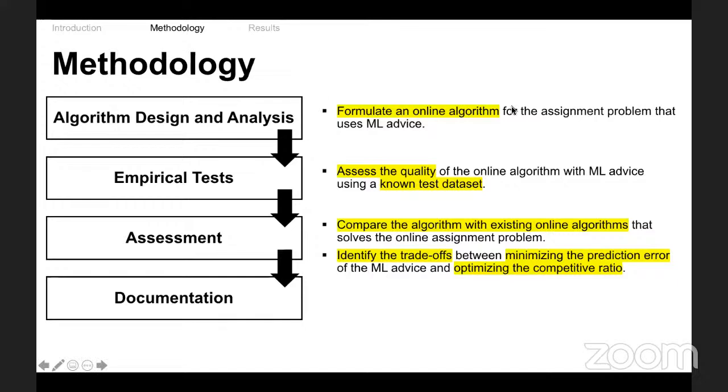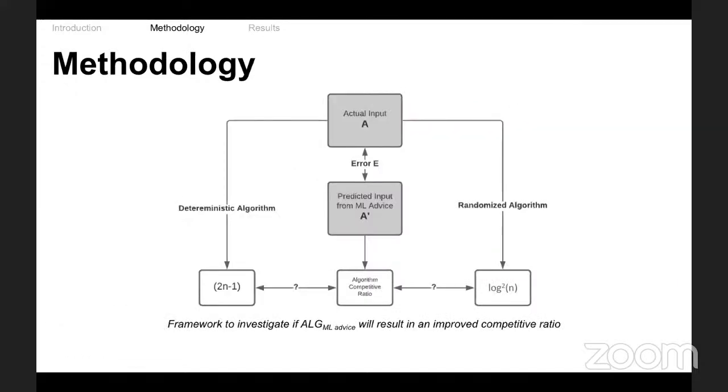our theoretical framework for our algorithm. We can see here that we have two matrices, matrix A and matrix A prime. Both of these matrices are of the same size, and they are separated by a certain distance E, which represents the error between them. Ideally, A prime is a predicted matrix from our machine learning.